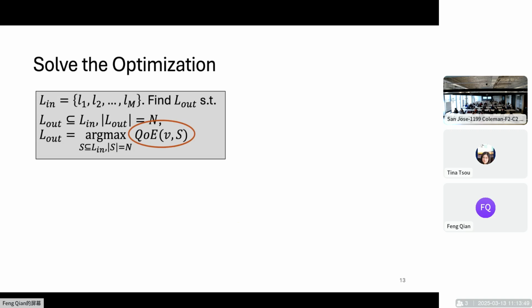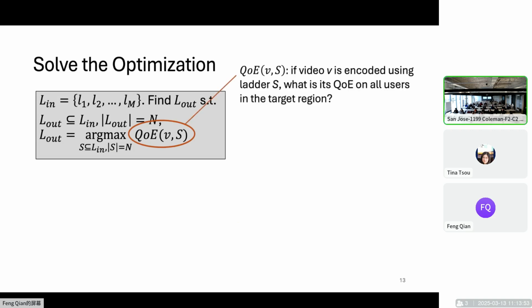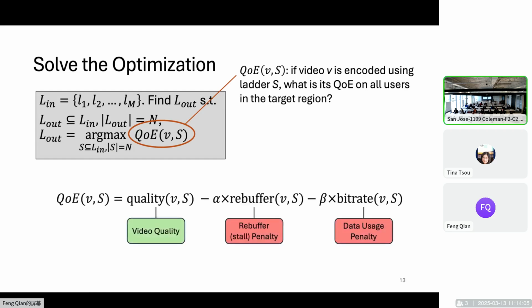So the next question is how to calculate this QE, right? Remember, what is the QE? This QE is that if this video is encoded by this candidate ladder, what is the quality of experience on all users in the target region? So we find that this QE, remember we have this formula, right? The quality is a positive factor, and we give penalty by rebuffering and the bitrate.